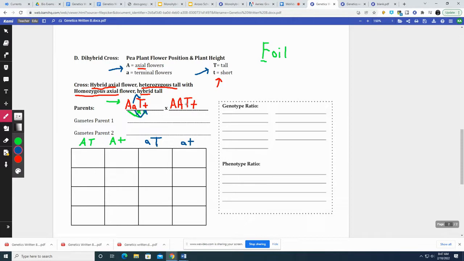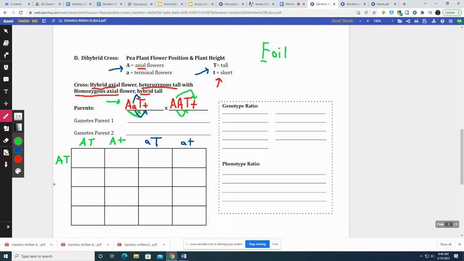Now this guy over here, big A, big A, big T, little t, this one's only going to have 2 different allele combinations because he has 2 big A's for where its flowers are at. So one of the big A's, it does not matter. One of those big A's can go with the big T. That's one combination. Big A, big T. And now the other combination is one of these big A's can go with the little t.